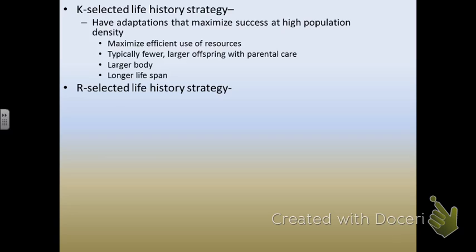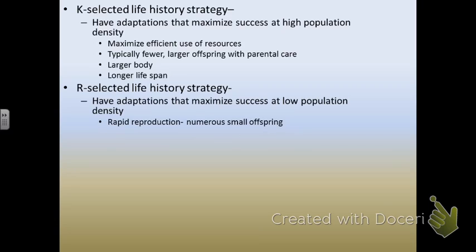So r-selected is going to be the flip side of the coin, kind of the other extreme, and there certainly are things that fall somewhere in between as well. So r-selected organisms are going to have adaptations. This is r, we're thinking about the rapid rate of growth. So they have adaptations that maximize success at low population density. These are going to be organisms with adaptations that allow them to have lots of babies quickly when the times are good.